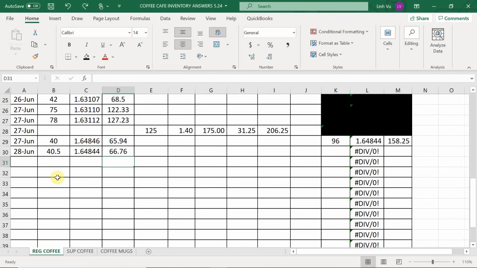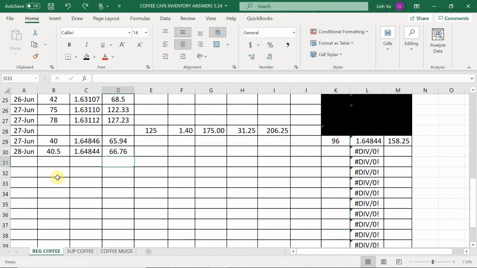I'm not trying to do that. The idea here is I'm trying to teach you to understand. This right here is your total cost of goods sold. This is how much you sold. If each pound is $1.64844 and I just sold 40 of them, how much in total did I sell? You sold 40 times 1.64846, which came to $65. Do you understand why you did that? No.